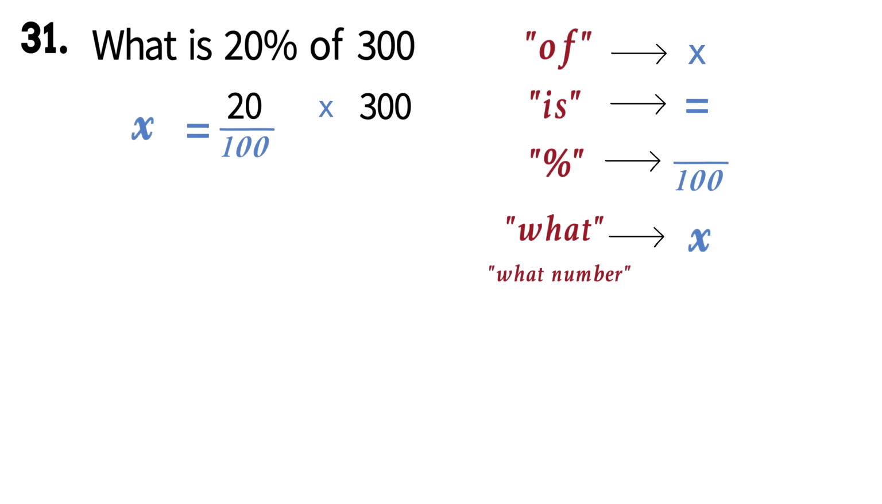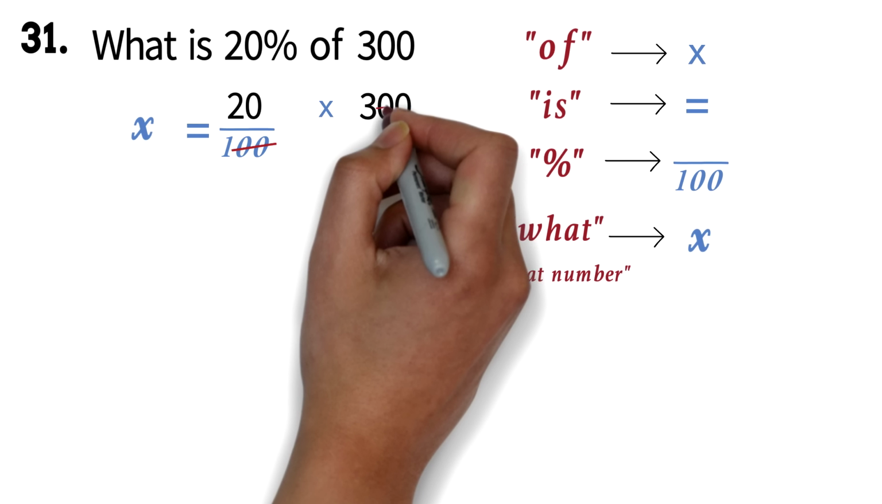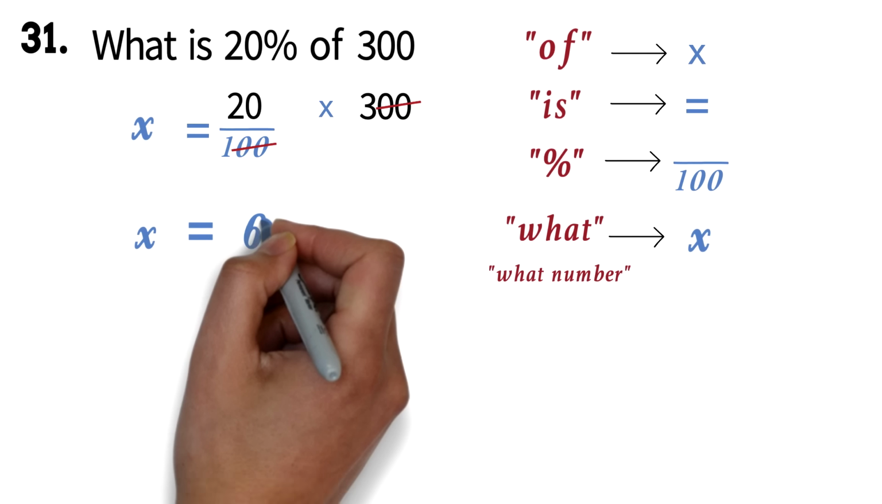After translation to math, the rest is your basic math ability to reduce and multiply. These 2 zeros here will cancel these 2 zeros here. We have 20 times 3 to give us 60 as our answer.